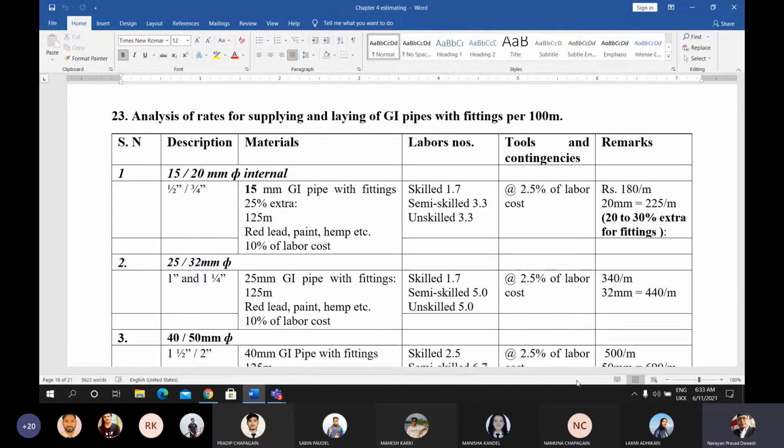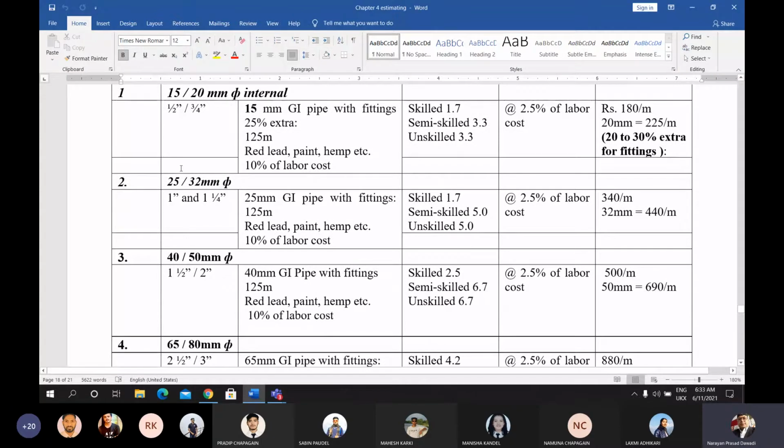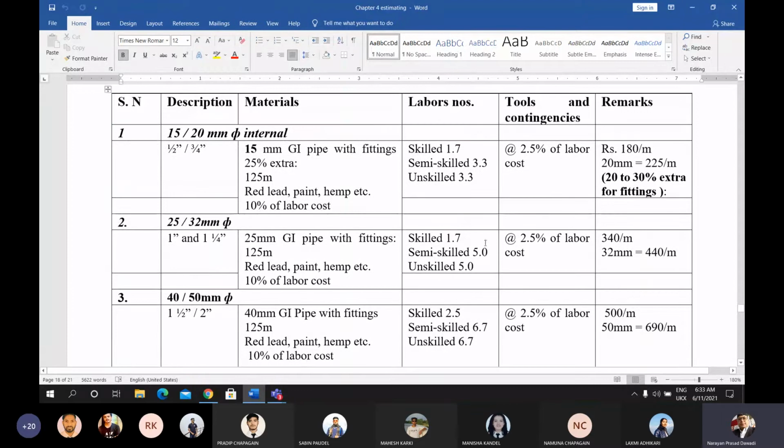Now I will do it for the 25 mm and the 32 mm diameter pipe. 25 mm is 1 inch and 32 mm is 1 1/4 inch. If you use the 25 mm diameter pipe, write the 25 mm diameter pipe. If you use the 32 mm diameter pipe, write the 32 mm diameter pipe here. The rate provided for the 25 mm diameter is 340 per meter, and for the 32 mm diameter pipe is 440 per meter. This is the cost of the pipe.